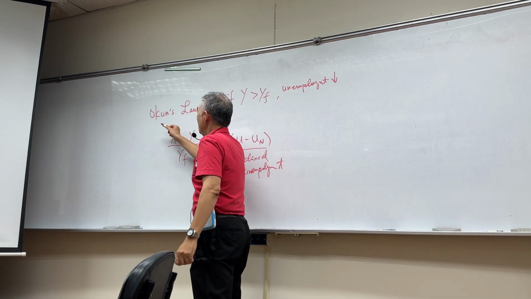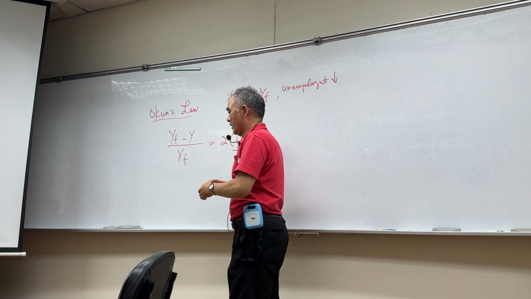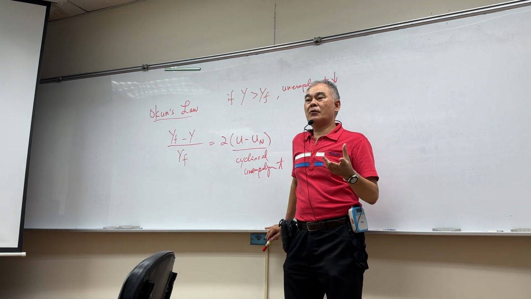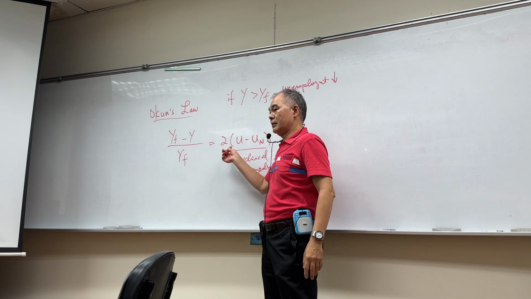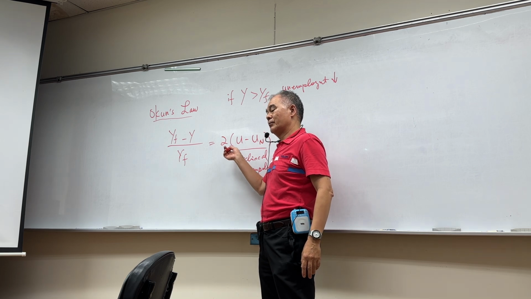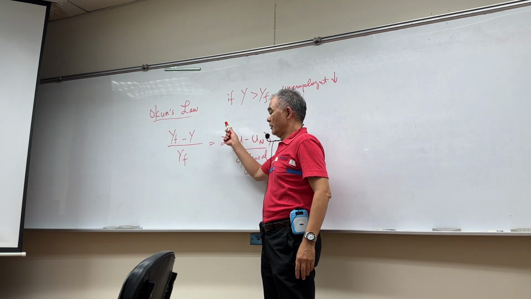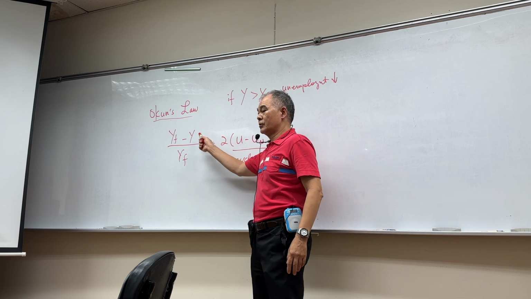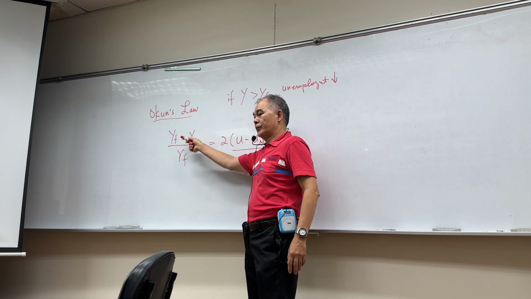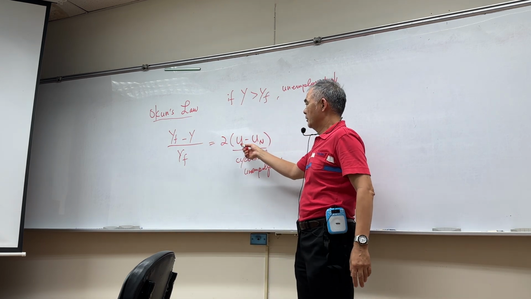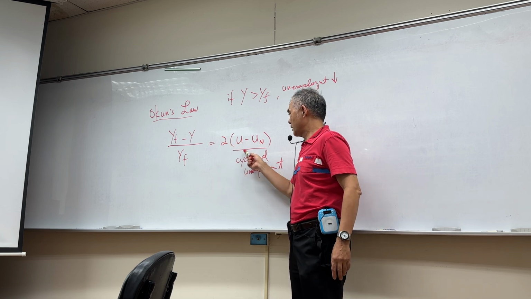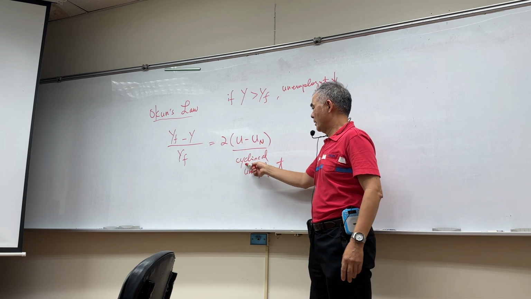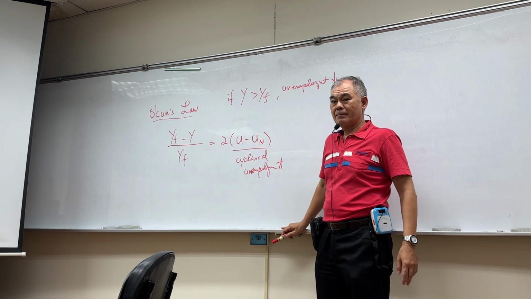So Okun's law basically says that if the production level is not high enough, what do you get? You will get an increase in the unemployment rate. If the production level is lower than the full employment level, you will get unemployment, okay? And the relationship is 2 times this one, so it is 2 times cyclical unemployment.